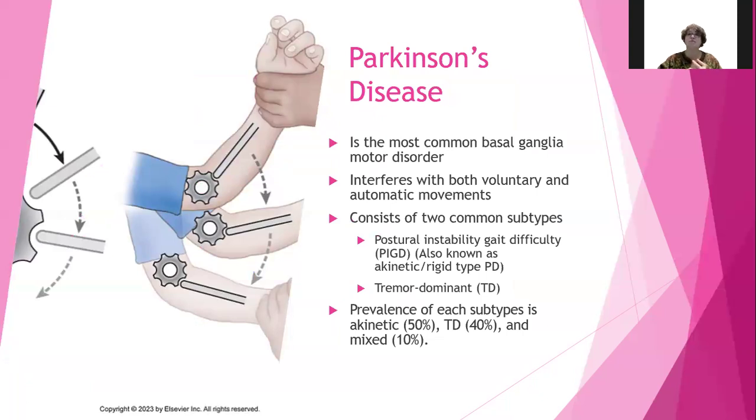Parkinson's disease is the most common basal ganglion motor disorder and it interferes with the voluntary and automatic movements. And even though it is classified as a motor disorder, there are lots of non-motor symptoms that go with it as well, because basal ganglia has a lot of non-motor functions. It consists of two common subtypes: postural instability gait difficulty, PIGD, also probably more commonly known as akinetic or rigid type, or tremor dominant. The prevalence of each of the subtypes is: akinetic about 50%, tremor dominant about 40%, and mixed about 10%, so a little of each.